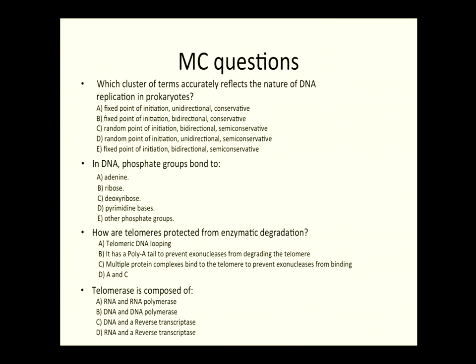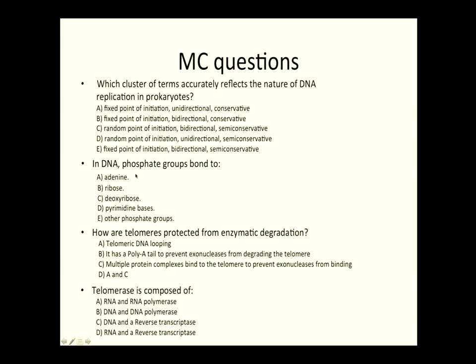Does anyone have an answer? Yeah, the answer is E, right? In your eukaryotic cells, you have lots and lots of origins of replication because the DNA is so long. If you just had one, it would take forever to replicate all your DNA. So it's going to have multiple origins of replication throughout the DNA, and it's going to replicate in both directions. Whereas prokaryotes generally only have one origin of replication, and it's still bidirectional. And then semi-conservative. Okay, any questions about number 1?